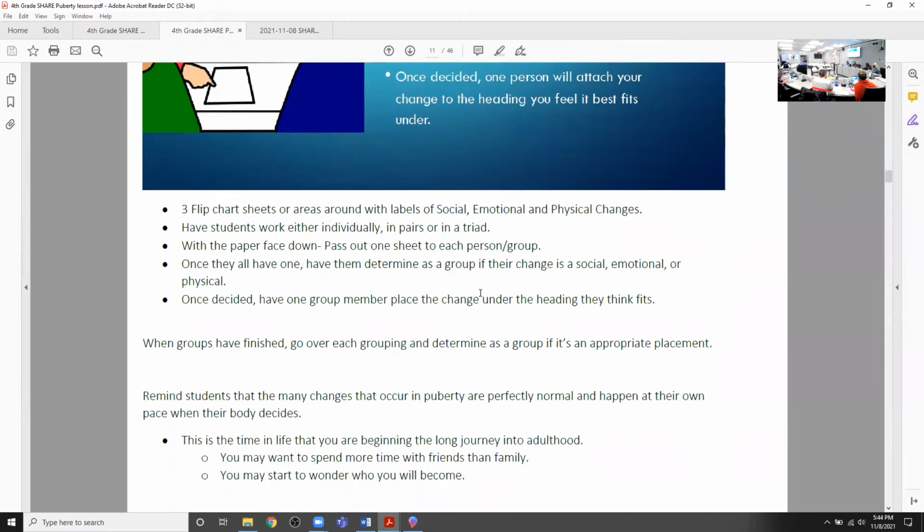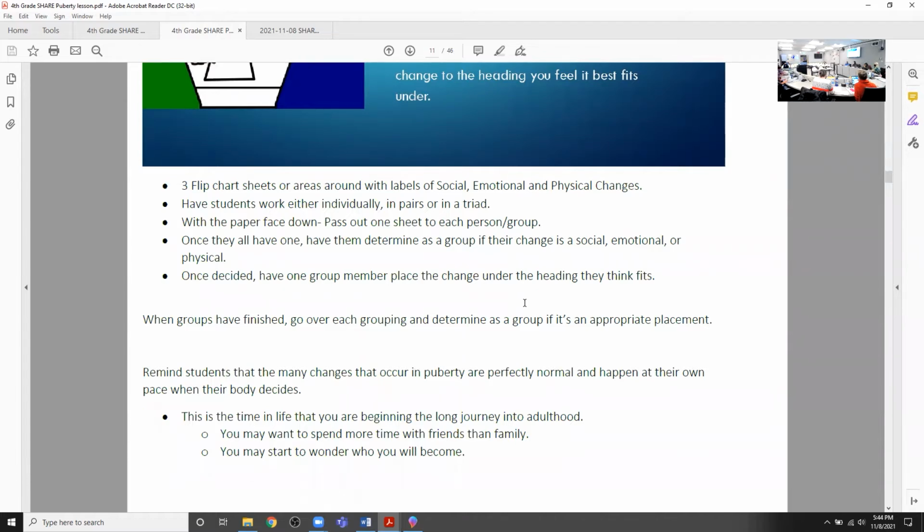So the things that they would need: three flip chart sheets or areas around the room with labels of the social, emotional, and physical changes. Have students work either individually, in pairs, or in a triad. With the paper face down, pass out one sheet to each person or group.